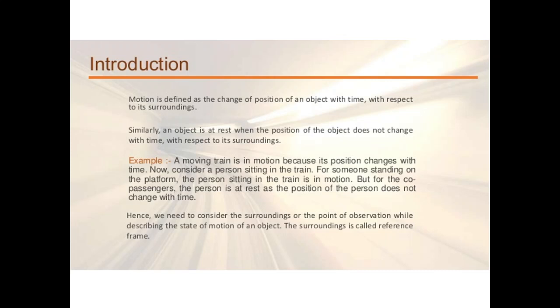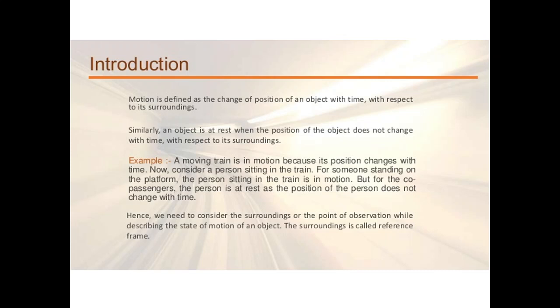So that is the first line written here. Motion is defined as the change of position of an object with time with respect to its surrounding. Similarly, an object is at rest when the position of the object does not change with time. For example, we infer the motion of air by observing the movement of dust, leaves, and the branches of trees. So we say that moving air is in motion.